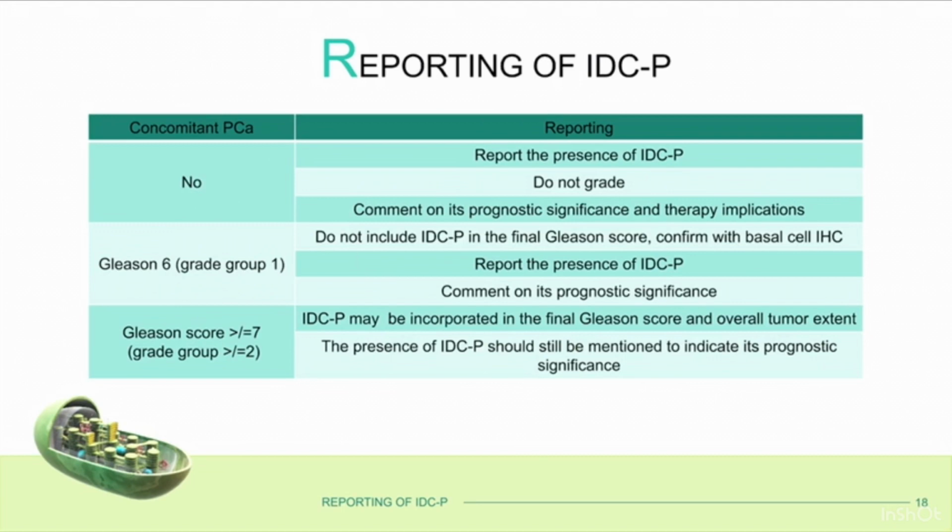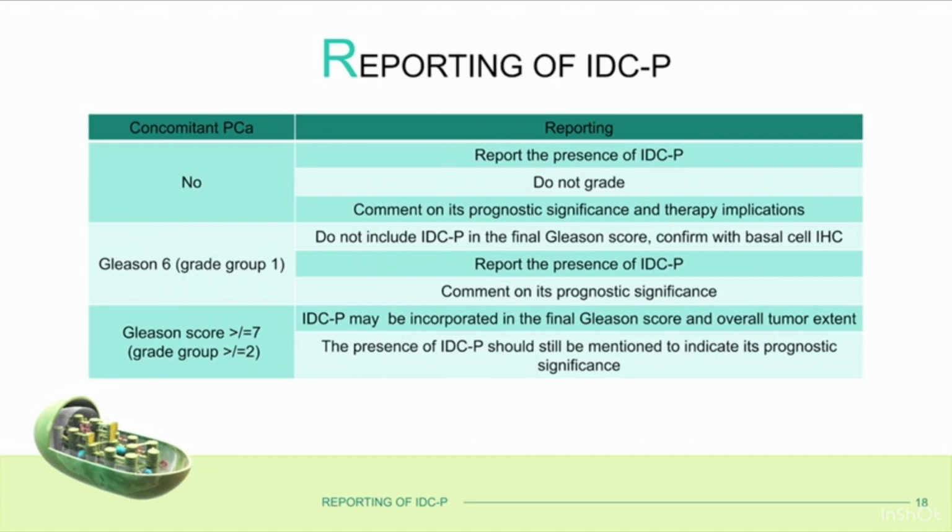And if there is a lesion which is only grade group 1, that is Gleason grade 6, the lowest Gleason grade, then you should not include the IDC-P lesion in the final Gleason score, but you have to confirm there is no presence of other prostate carcinoma by the basal cell IHC marking. And then you have to report the presence of IDC-P separately and comment on its prognostic significance, but not include it in the Gleason's grading.